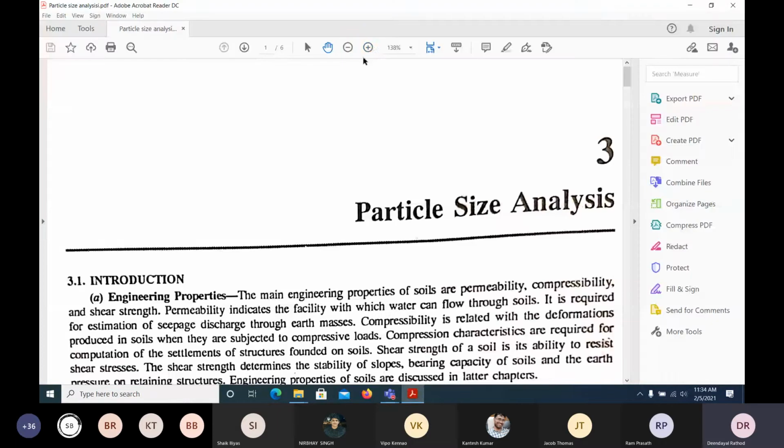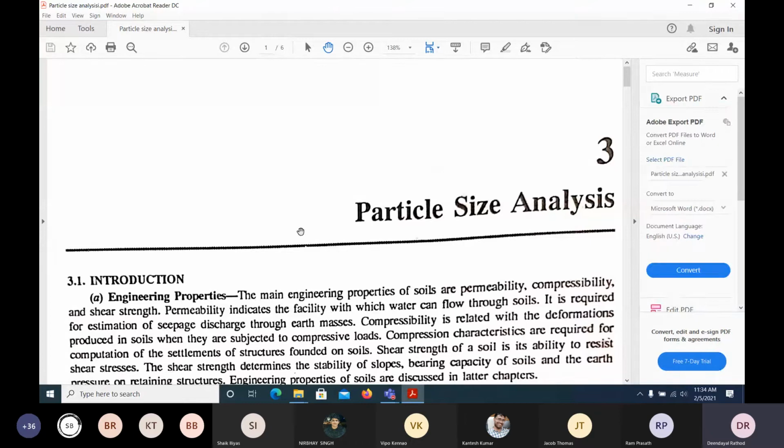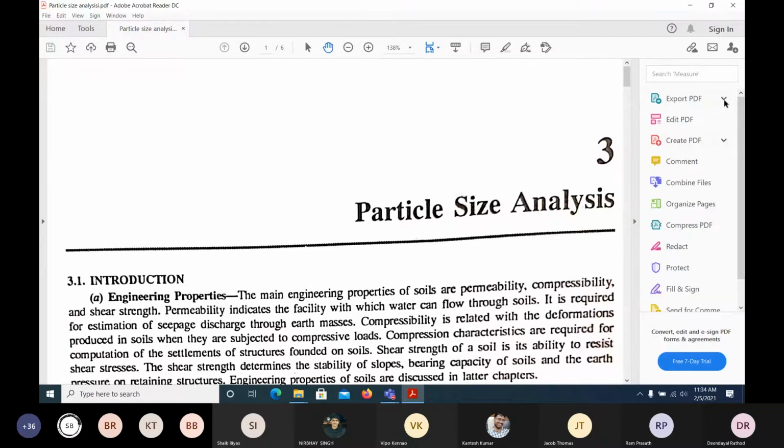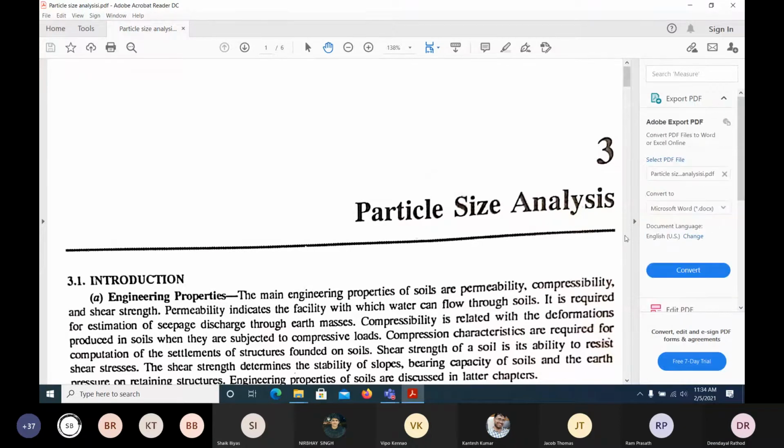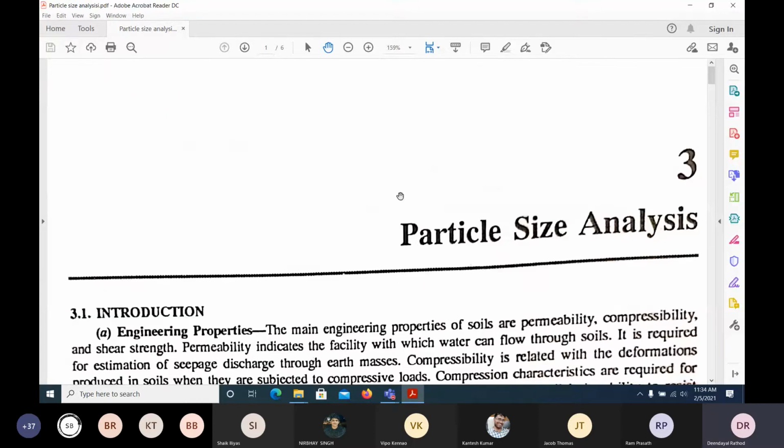So if you recall what we have studied in the last class, particle size analysis. Okay, so base, is it visible? Visible, right?